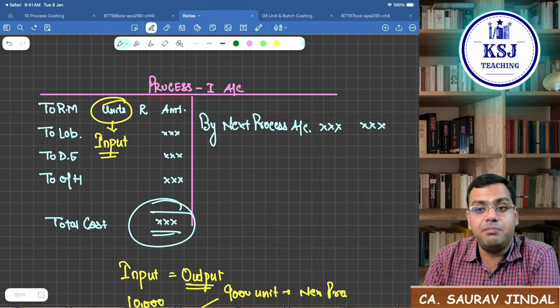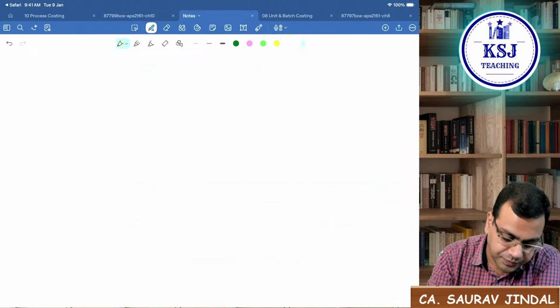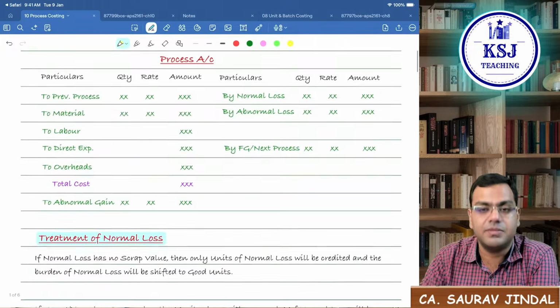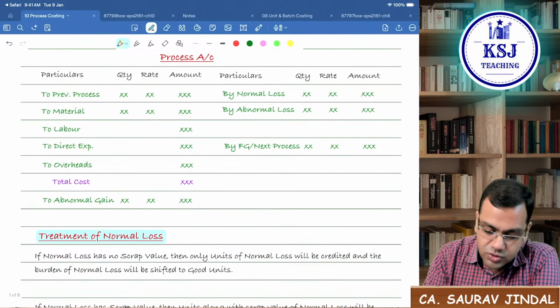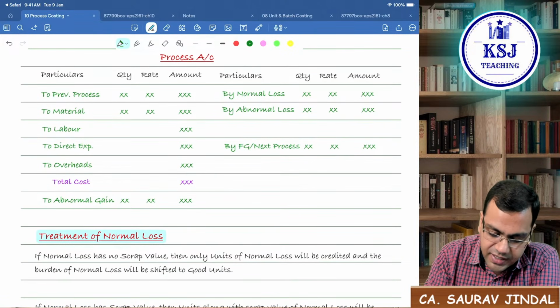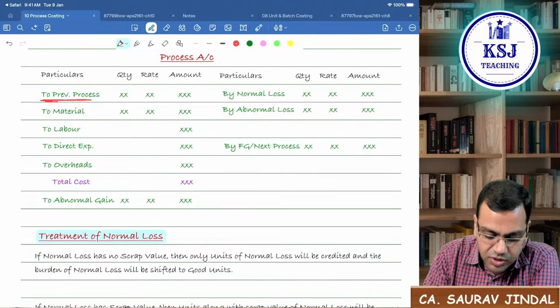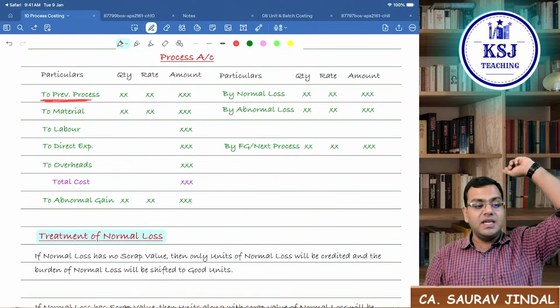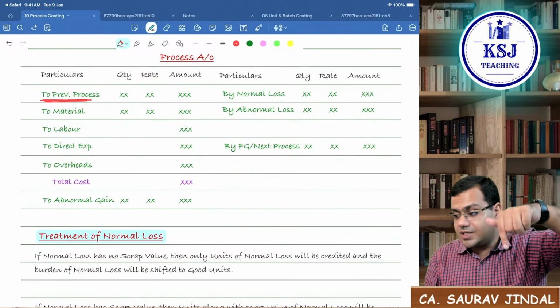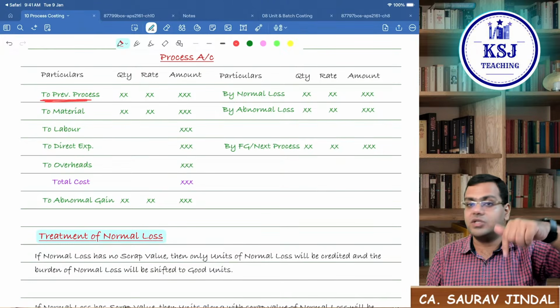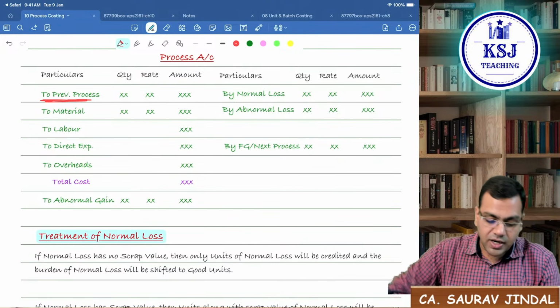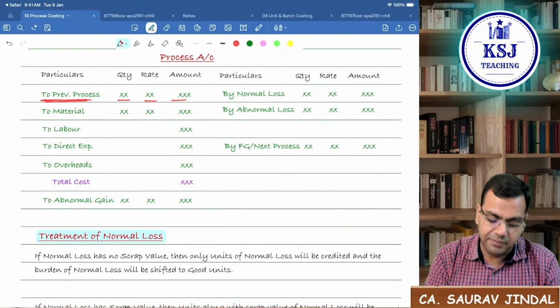Now, if you prepare the process 2 account, it will look something like this. In the process 2 account, the first thing that you will record is "to previous process", that is, the cost incurred in the previous process that is being transferred to process 2. You will record here quantity, rate, and amount.